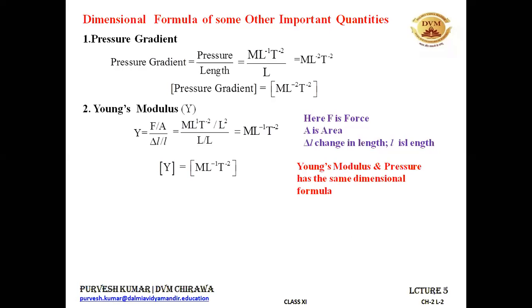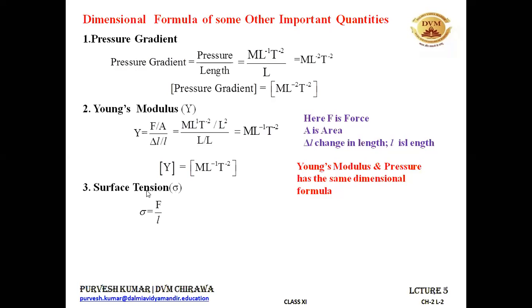All right. That is ML minus 1 T minus 2. Now, very quickly move towards another important quantity that is known as surface tension. This surface tension is denoted by sigma, and it is force per unit length. It is not pressure per unit length, but force per unit length. Pressure per unit length is pressure gradient that we have done in part 1.